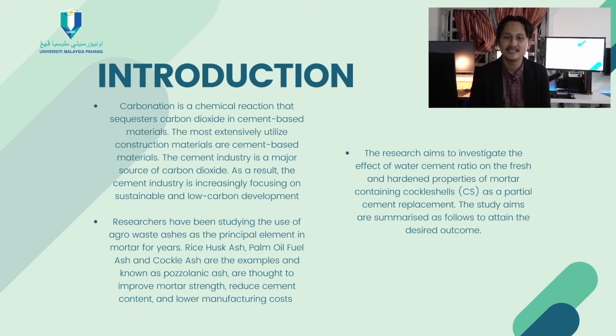Researchers have been studying the use of agro waste ash as the principal element in mortar for years. Rice husk ash, palm oil fuel ash, and cockle shell are examples and known as pozzolanic ash, to improve mortar strength, reduce cement content, and lower manufacturing costs. The research aimed to investigate the effect of water-cement ratio on the fresh and hardened properties of mortar containing cockle shell ash as a partial cement replacement. The study aims are summarized as follows to attain the desired outcome.